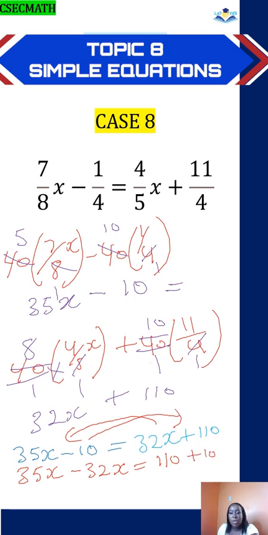So now I have 35x minus 32x, and this is going to give us 3x is equal to 120, and I want to solve for x, so I'll have to divide by 3. 120 divided by 3 is going to give us 40. So the value of x is 40.